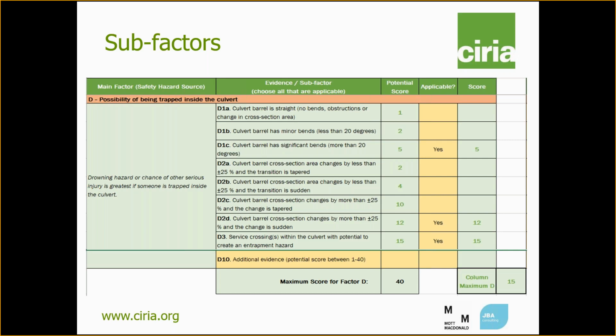One thing that's intended with these forms is that it also creates automatically an audit trail for you. So for instance, just looking at this screen, even though the score is 15, and that is predicated on the service crossings, of course you are keeping a record that there were other features of the culvert that were of concern in terms of entrapment hazard.